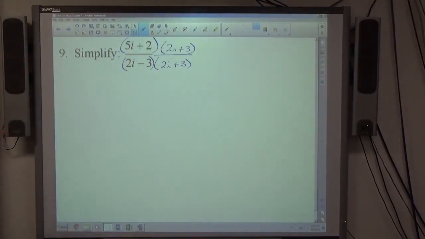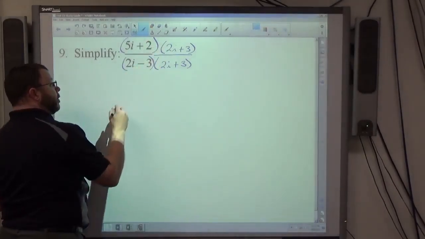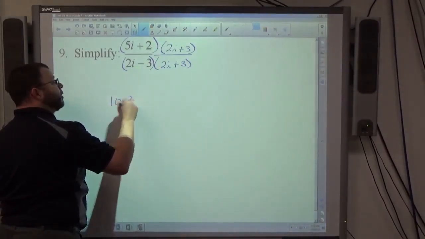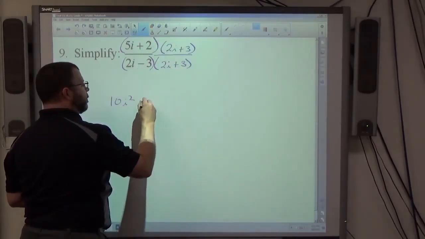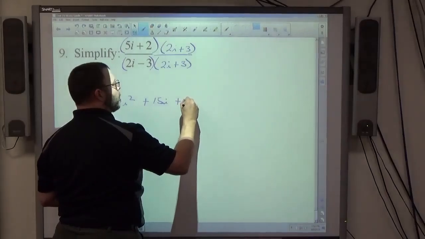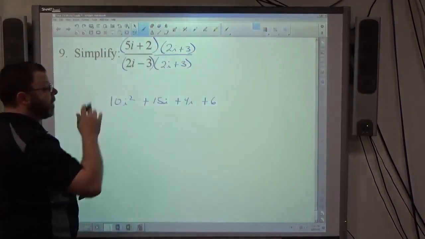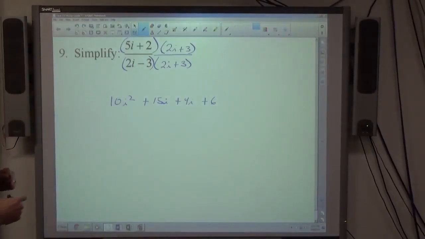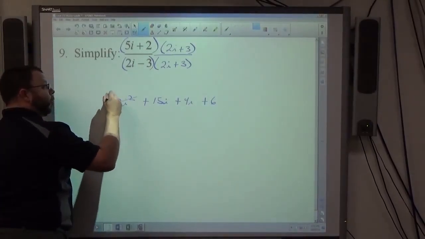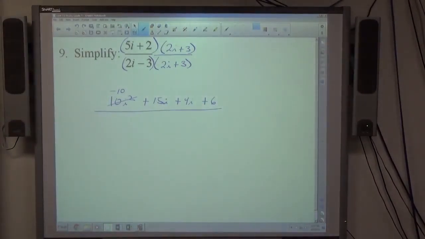On top, I'm going to FOIL it. 5i times 2i, positive 5i times positive 2i is positive 10i squared. Positive 5i times positive 3 is positive 15i. Positive 2 times positive 2i is positive 4i. Positive 2 times positive 3 is positive 6. Everything's positive because everything's positive. But then, i squared is negative 1. Don't get in your head that i is the square root of negative 1, so all of a sudden some negatives have to start showing up in our problem.